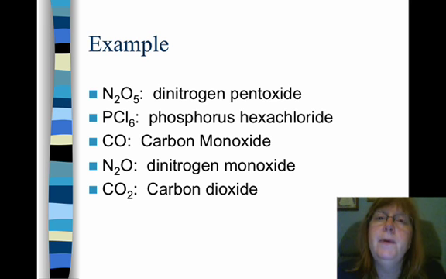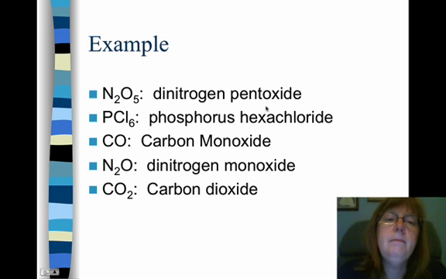So for example, N2O5, that is all nonmetals. So we say, ooh, that's molecular. We need to use prefixes. The 2 after the nitrogen shows that there are 2 nitrogens, so we say dinitrogen. The 5 after the oxygen means that there are 5 oxygens, and the prefix for 5 is penta, so it's pentoxide. Dinitrogen pentoxide.